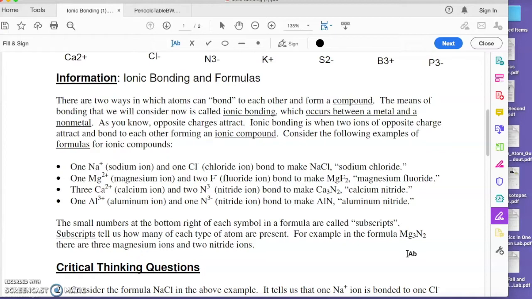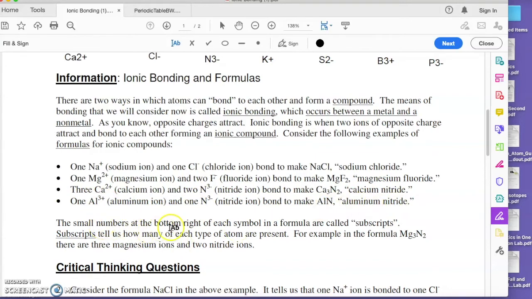Consider the following examples of formulas for ionic compounds: 1 positive sodium and 1 negative chloride make NaCl, which is sodium chloride. 1 magnesium ion and 2 fluoride ions bond to make MgF2, which is magnesium fluoride. 3 calcium ions and 2 nitride ions bond to make Ca3N2, which is calcium nitride. 1 aluminum ion and 1 nitride ion bond to make AlN, which is aluminum nitride.